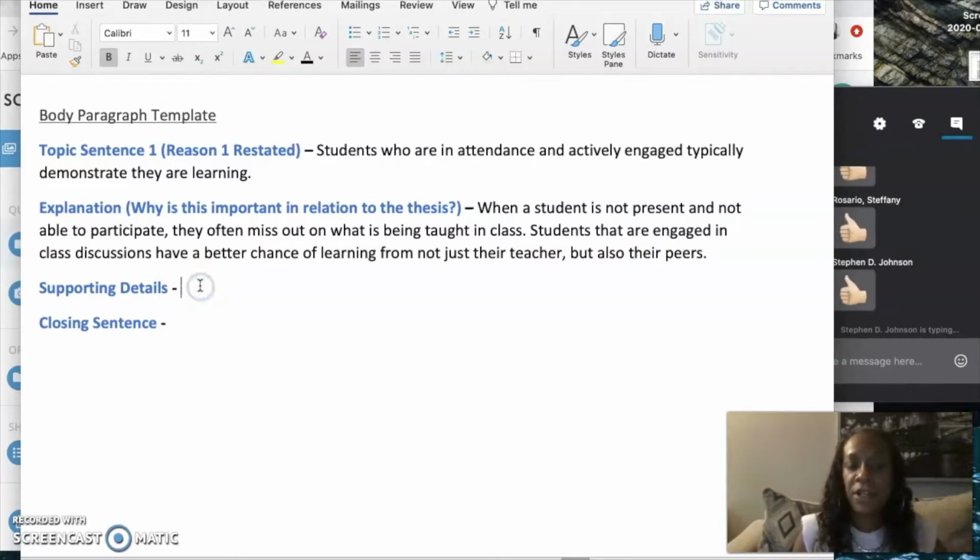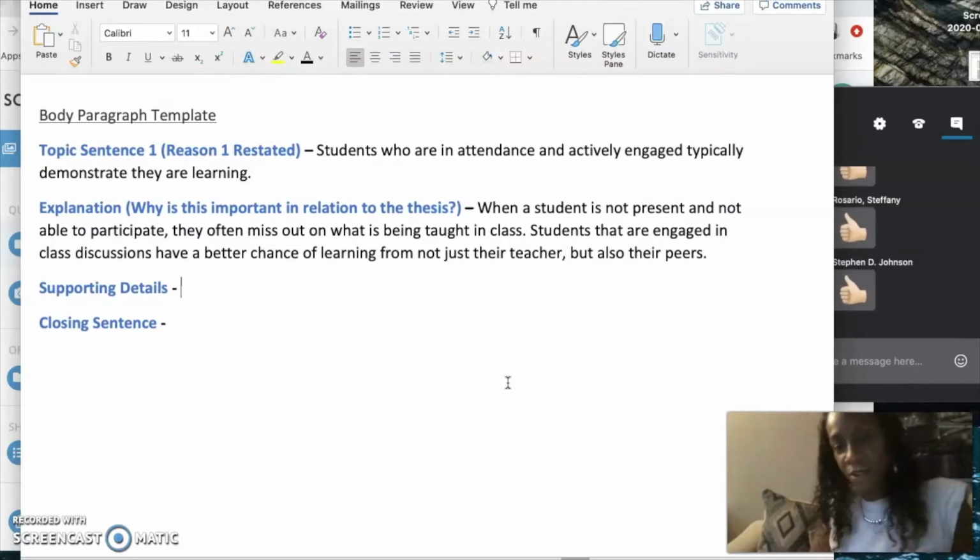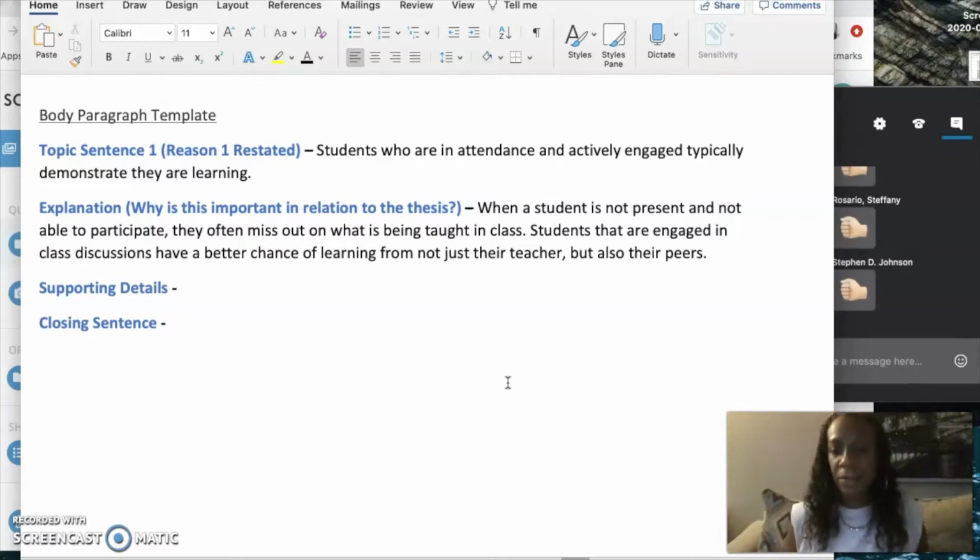And again, we want our supporting details to be specific to that last sentence. So what does it look like in the classroom when students who are there, they are engaged, they're participating in class discussions, and they're learning from their teacher and their peers?